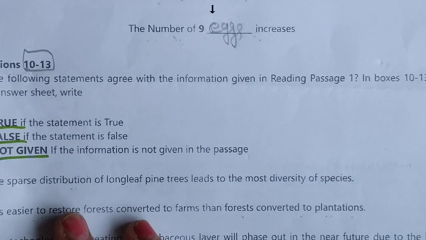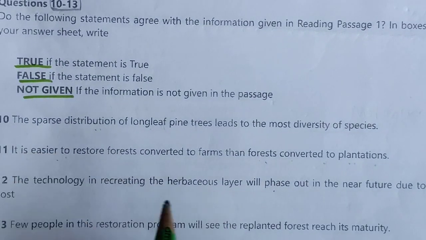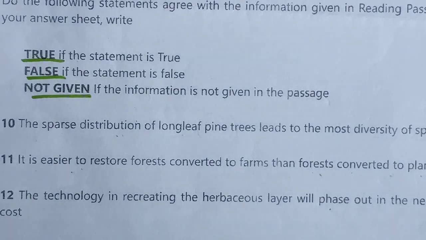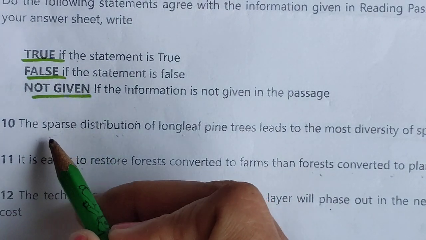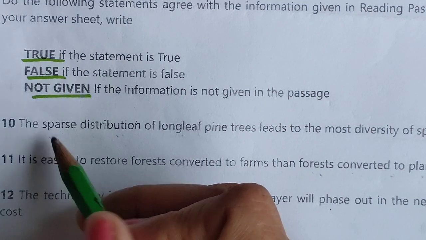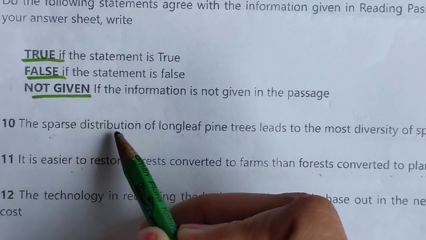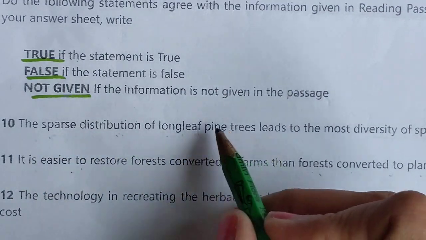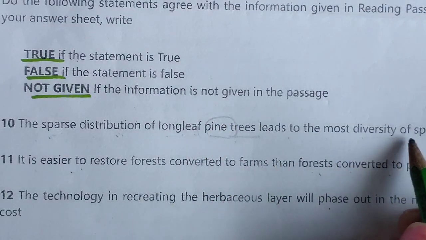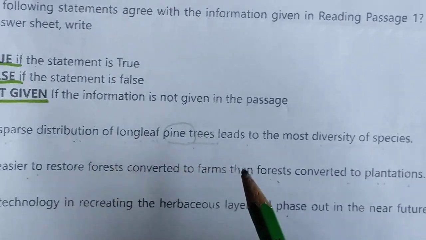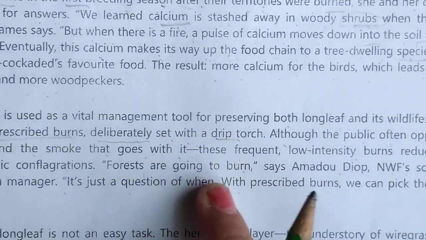Now coming to true, false, not given. Let's read it one by one. The sparse distribution. What is the meaning of sparse? It is not concentrated in one place, less quantity. The sparse distribution of longleaf pine trees. So this is the location. Keyword: leads to the most diversity of species. Okay, this paragraph we have done.